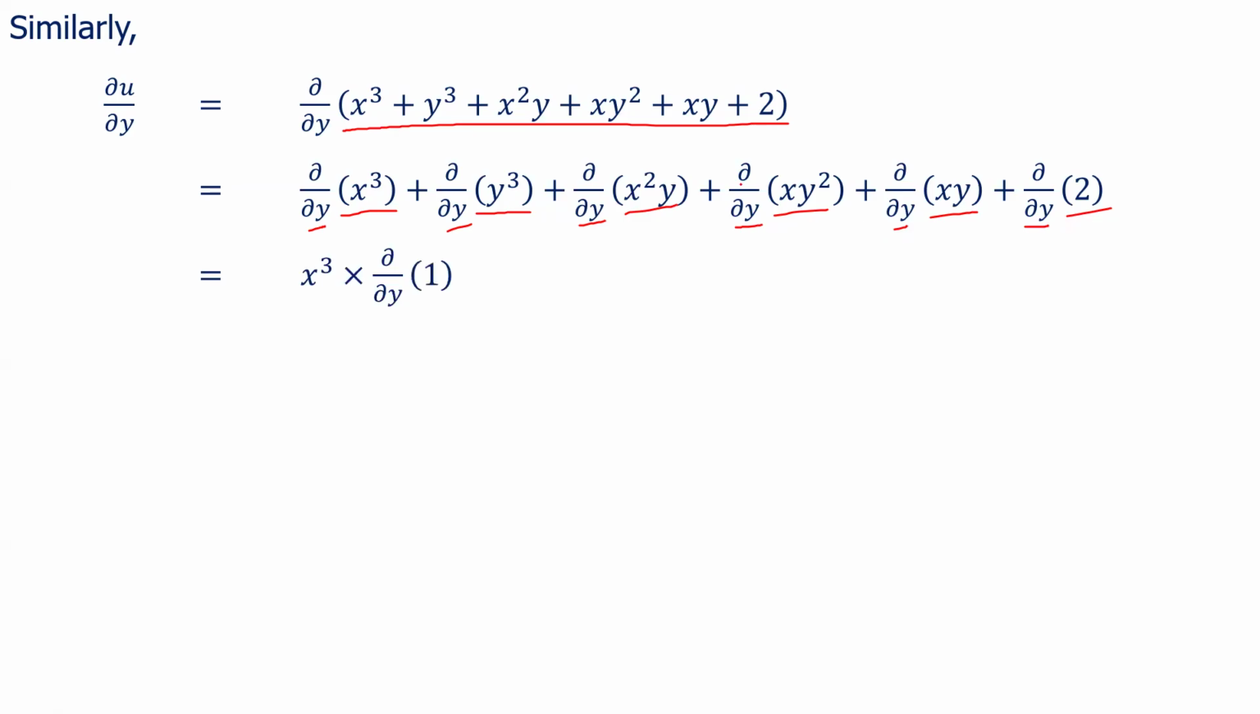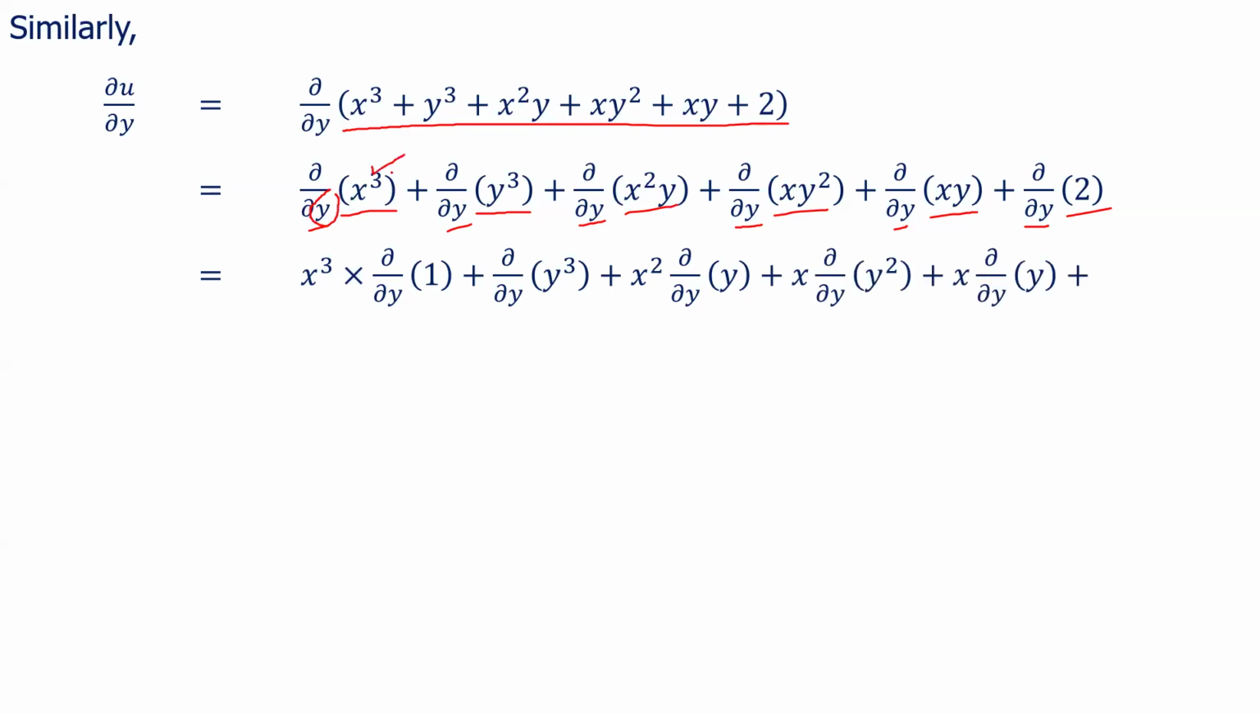Now, here, since we want to find out the partial derivative of x cube with respect to y, we consider x as independent, or a constant, so we can take x cube outside, partial derivative of 1. This can be written as it is. Here we can take x square outside. Here we can take x outside. Here we can take x outside again. And 2 we can write down as it is.